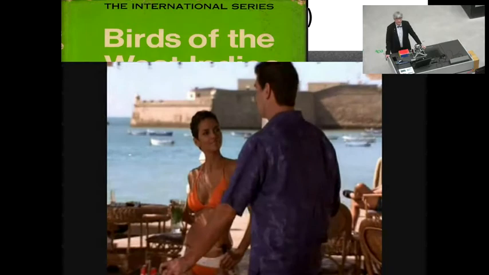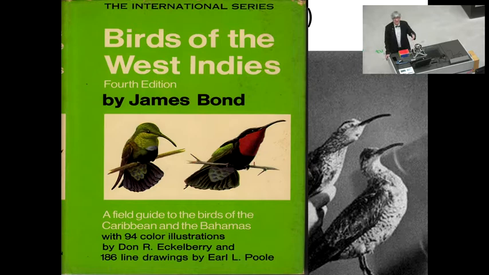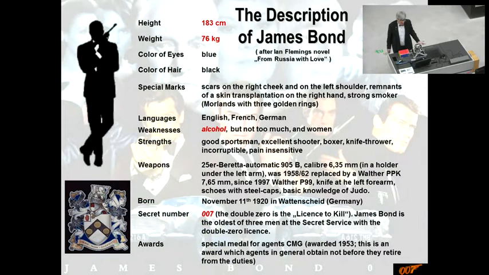Ornithologist. So, you see, this is, of course, a reminiscence to Ian Fleming and to the real James Bond, the ornithologist. Okay, a description of James Bond is also given in the novels of Ian Fleming. Maybe the most striking thing of James Bond is his 00 number, 007. 00 means he has a license to kill.